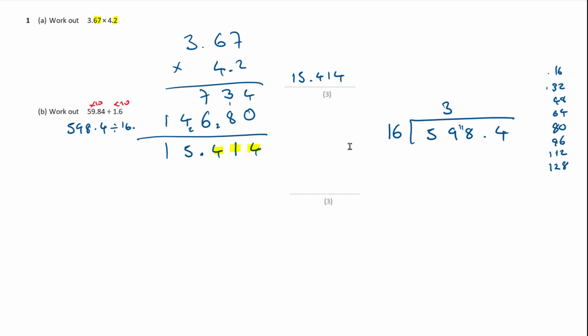So what's that? 1, 2, 3, 4, 5, 6, 7 times. So that goes in 7 times. So 16 times 7 is 112. So that gives me a remainder of 6 this time, doesn't it? So the 6 goes there. And then 16 into 64 we can see is there. It's 4 times, isn't it? Okay, decimal point is here. It's going to be here in the same point in my answer. It's going to be 37.4.